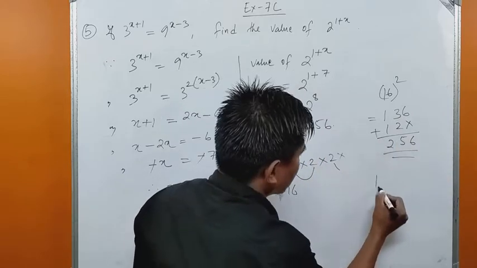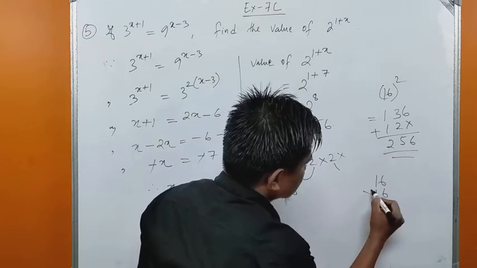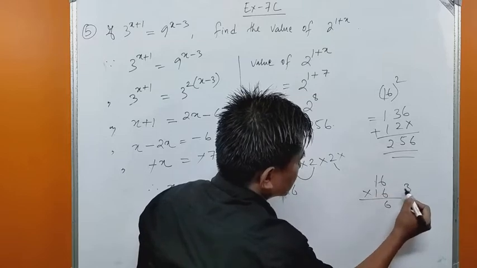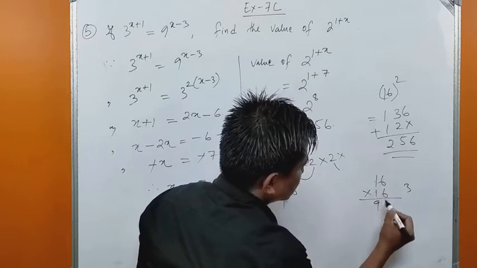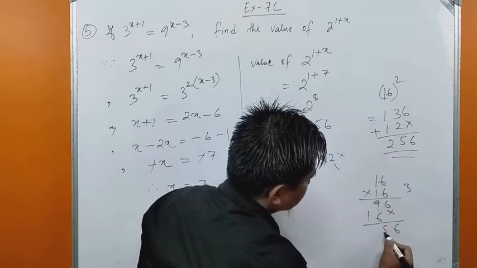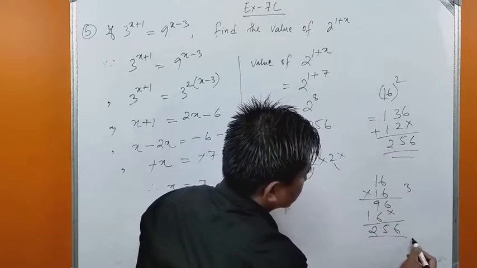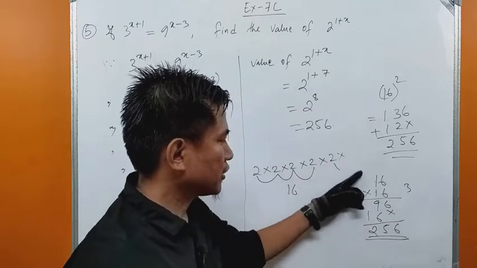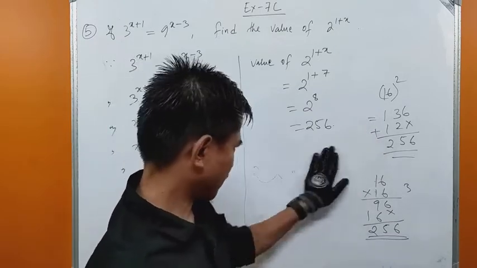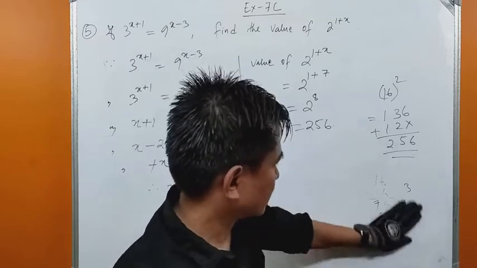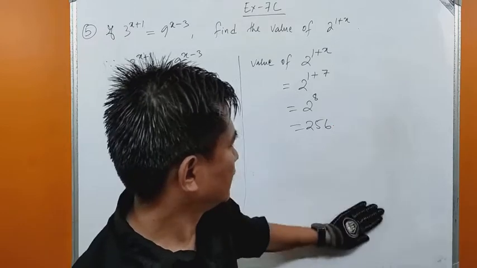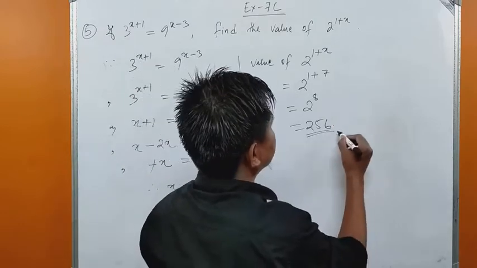You can find the square of 16 this way also. 16 into 16. 6 6s are 36. 6 1s are 6 plus 3 is 9. 1 6 is 6, 1 1 is 1. So 9 plus 6 is 15, 1 plus 1 is 2, 256. If you do it this way, it will take a little more time. If you do it by the other method, it will take shorter time, saving examination time, okay? Let us learn this method properly. Let me give you some more examples.